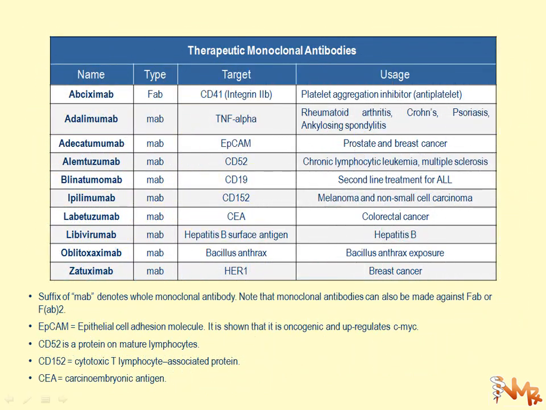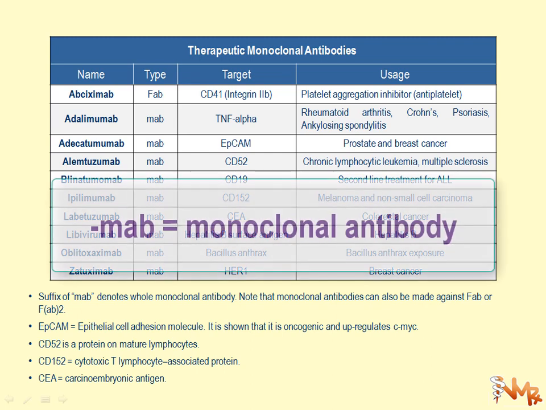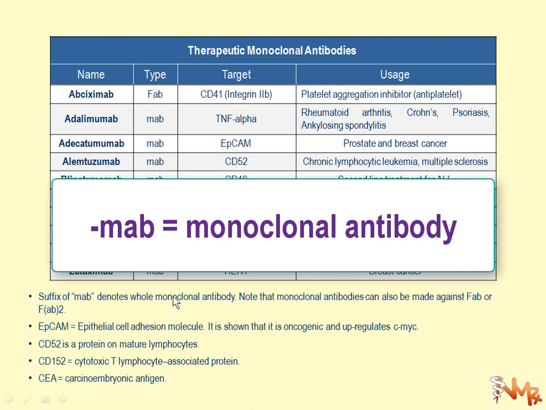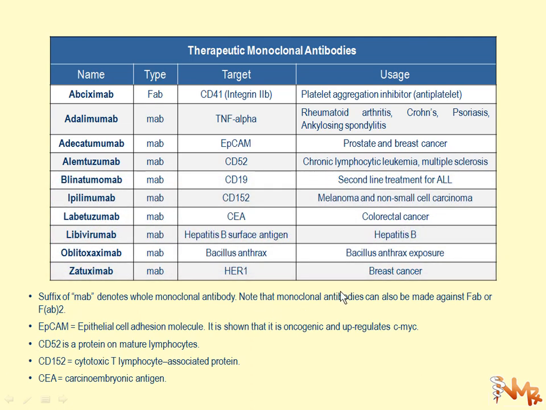In this table, I'm showing the major therapeutic monoclonal antibodies. To just orient you, the suffix MAB denotes the whole monoclonal antibody. Note that monoclonal antibodies can also be made against the Fab or the conjoined Fab fragments. EpCAM stands for epithelial cell adhesion molecule. It is shown that it is oncogenic and upregulates c-MYC. CD52 is a protein on mature lymphocytes. CD152 is a protein associated with cytotoxic T lymphocytes. CEA stands for carcinoembryonic antigen. So these are the abbreviations that you're going to see for the target proteins.